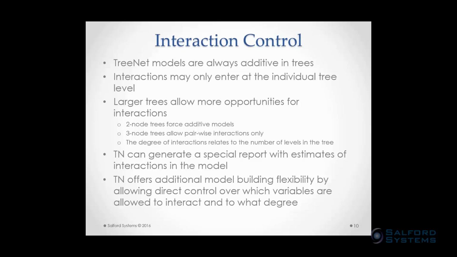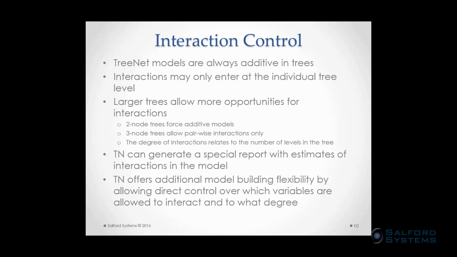So I showed you TreeNet's interaction control language. TreeNet models are always additive in trees, but the interactions enter at the individual tree level, and it depends on how big your trees are growing. Larger trees allow for more opportunity. Two-node trees force additive models. So the degree of interactions directly relates to the number of levels in the tree. So bigger trees, you'll have a more complex model.